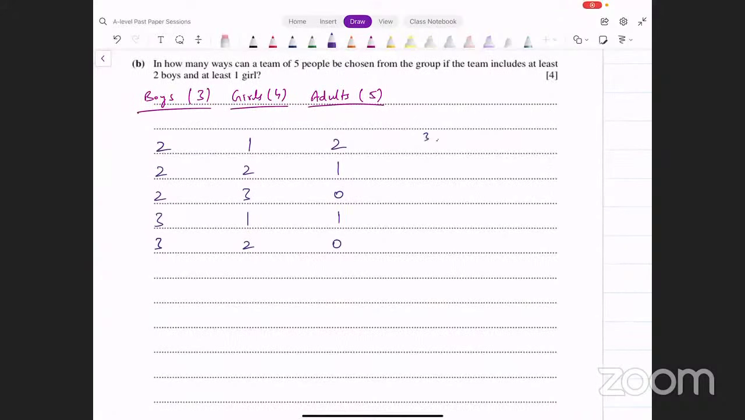That's going to be 3C2. Again, you have to write this down. You have to पूरा लिखना है यहाँ पे. Otherwise, you'll not get marks. 3C2 into 4C1 into 5C2. And then you've got 3C2 into 4C2 into 5C1. 3C2 into 4C3 into 5C0. 3C3 into 4C1 into 5C1.